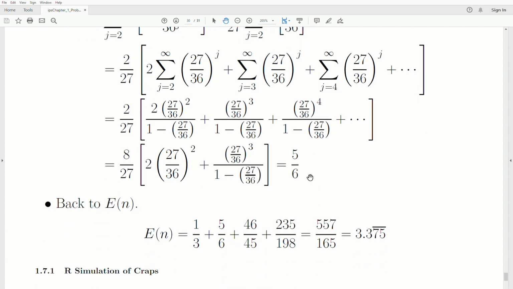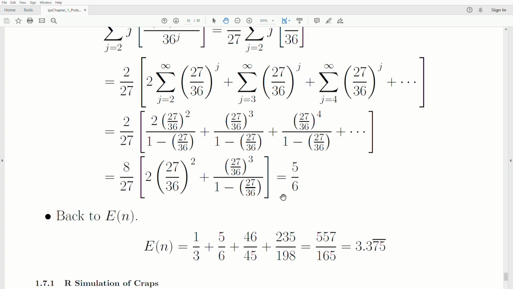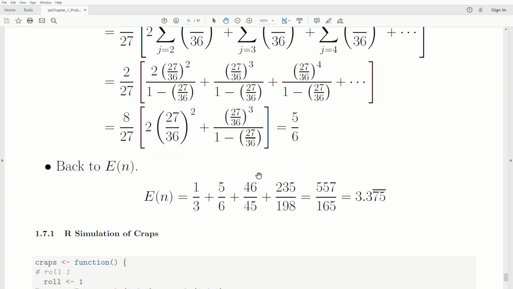Now, back to the expected value of n. The first term is 1/3, and then this 5/6 is the first of the three infinite terms, and then these are the next two. I'm hoping that you go through the same math and derive it. But this is 3.375 with a vinculum above it, and this is it. So the average number of rolls is about 3.4 per game, win or lose.